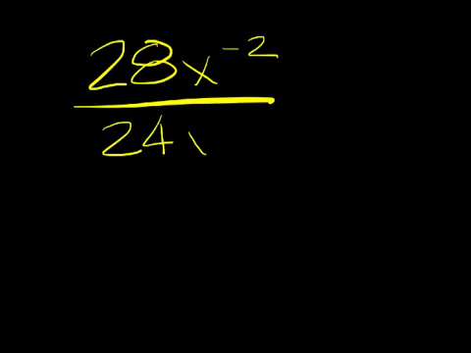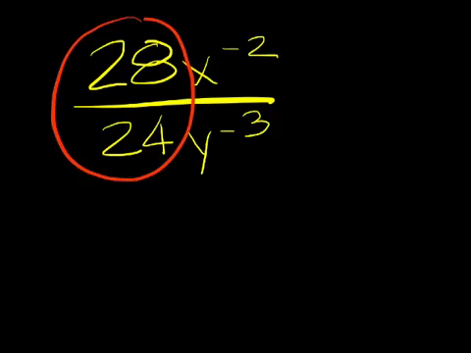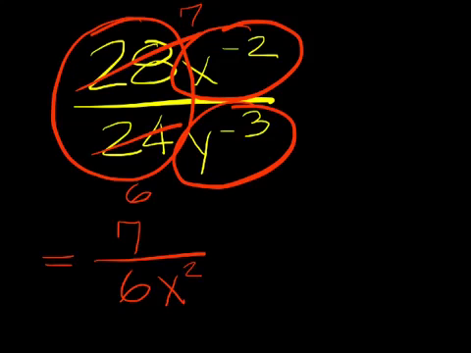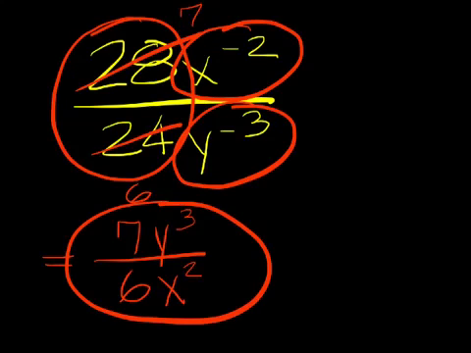Another example problem. This one is 28 x to the negative 2 over 24 y to the negative 3. Step 1 is to reduce this fraction if you can. The highest number that goes into both of them is 4. So that's going to become a 7. This will become a 6. You start out with 7 over 6. Now x to the negative 2 must go to the bottom, and y to the negative 3 must go to the top. 7y to the third over 6x squared.